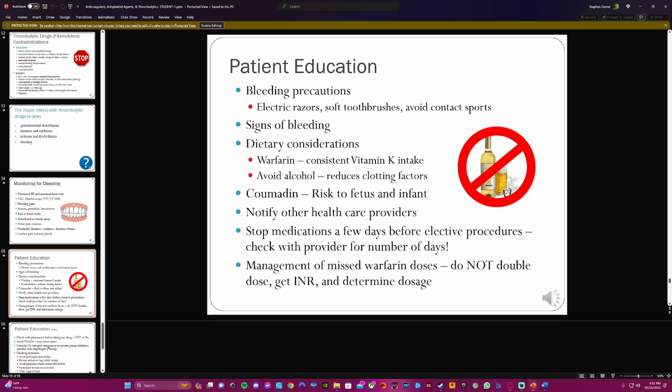Notify other healthcare providers. Stop medications a few days before elective procedures. Check with provider for number of days. Management of missed warfarin doses: do not double dose. Get an INR and determine the dosage you need. Patient education continued.